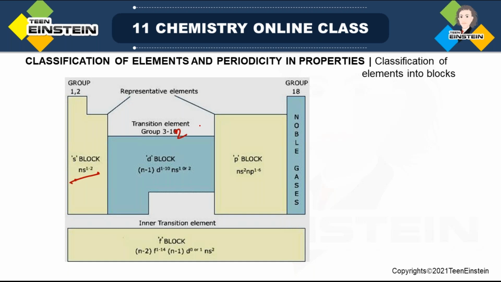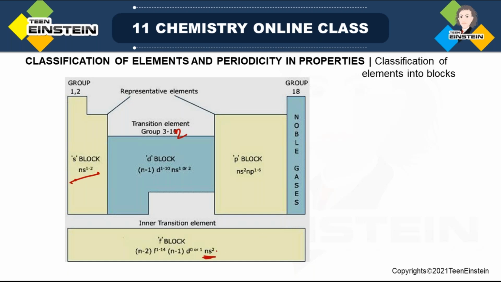So here you can see (n-1)d 1 up to 10. So it can start from 1 and it will end at 10, and then it is ns 1 to 2. And then for P block it is ns2, then np 1 to 6. No change in ns2, but np is starting from 1 and ending at 6. And for f block, the general electronic configuration is ns2.